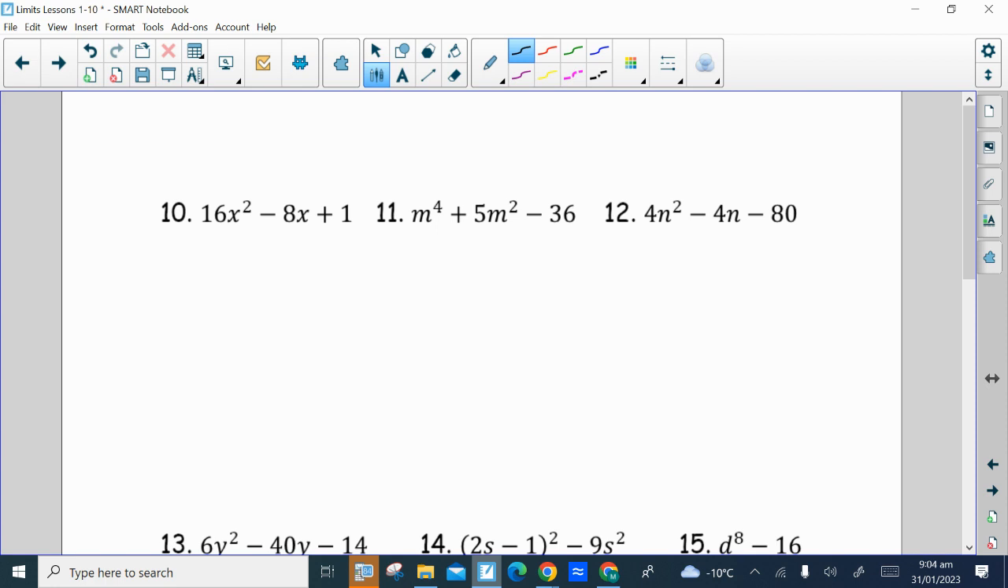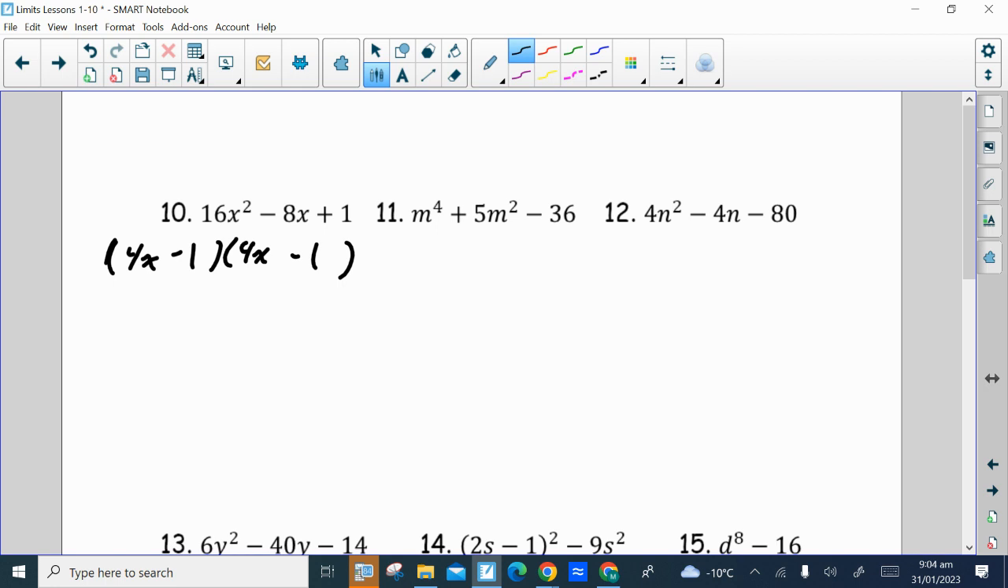Okay, question 10. This is also a type 2 trinomial. The front terms multiply to get 16x squared. So let's try 4x and 4x. The last terms multiply to get positive 1. So the signs have to be the same, and because the middle term is negative, I'll put negative 1s at the end of both those binomials.